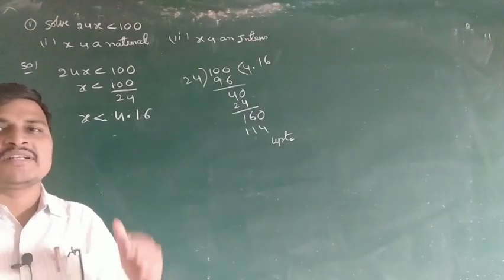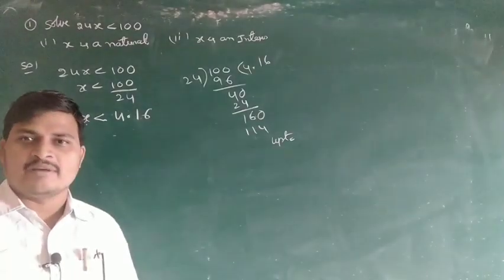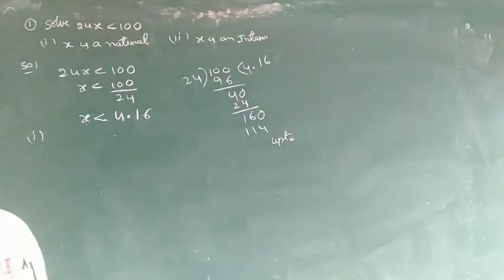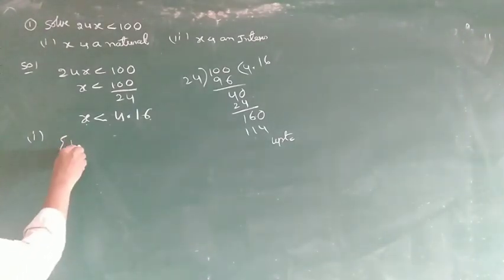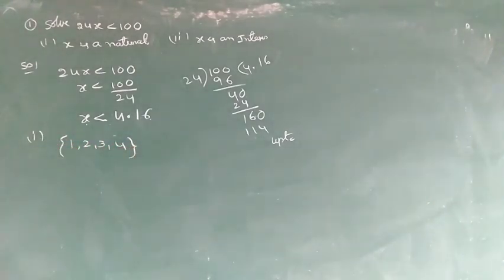Now, x is less than 4.16, and we want only natural numbers. Is 4.16 a natural number? No, 4 is a natural number, but 4 point something is not. Less than 4.16 means below, so the natural numbers are 1, 2, 3, 4.